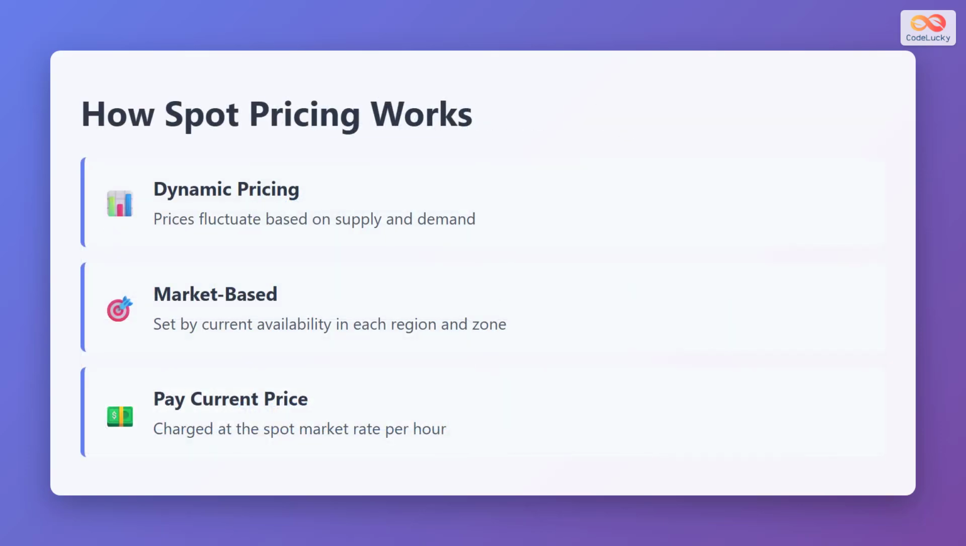Understanding the pricing model is crucial for using spot instances effectively. First, spot pricing is dynamic, meaning prices fluctuate based on supply and demand in real time. Second, it's market-based, with prices set by current availability in each specific region and availability zone. Finally, you pay the current spot market rate per hour while your instance is running. Unlike the old bidding system, you now simply pay whatever the current spot price is, which can change throughout the day as capacity availability shifts.